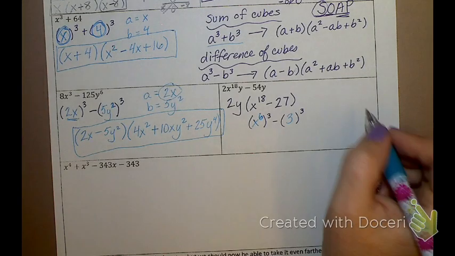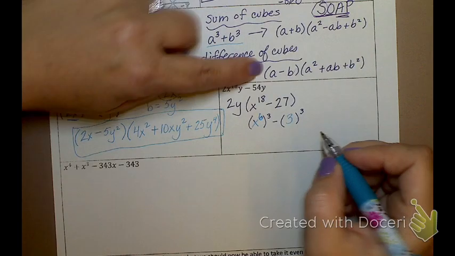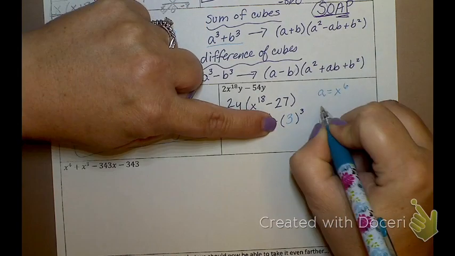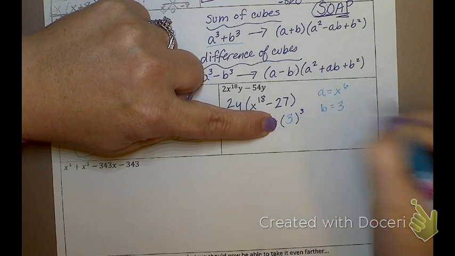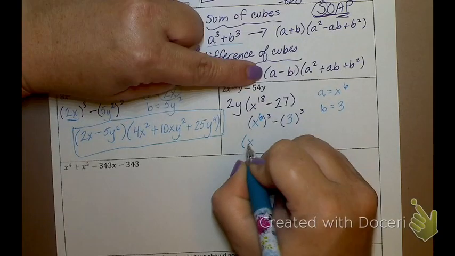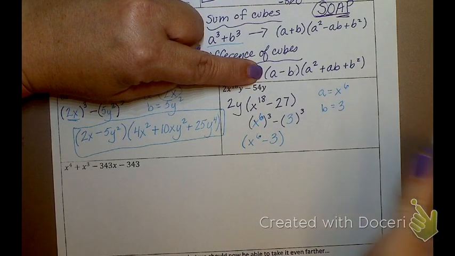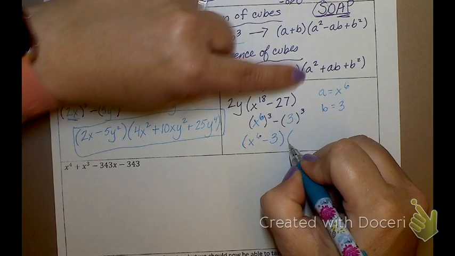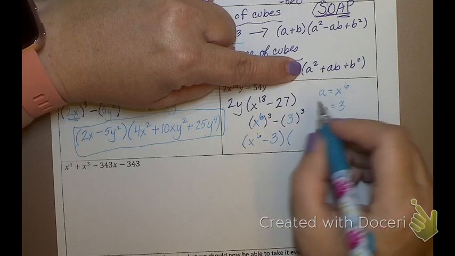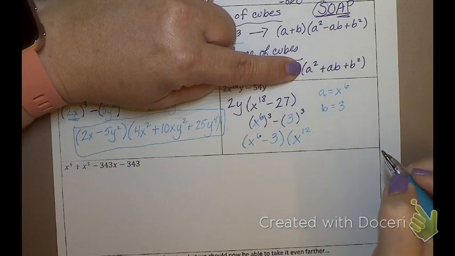So let's plug this into the formula. Which formula am I using? Sum or difference? Difference. So, wherever I see an A, I'm going to use x to the 6th. And wherever I see a B, I'm going to use a 3. So my first parentheses is going to be x to the 6th minus 3. My second parentheses starts off with x to the 6th squared. How do I square x to the 6th? Well, that would make it x to the 12th, right?